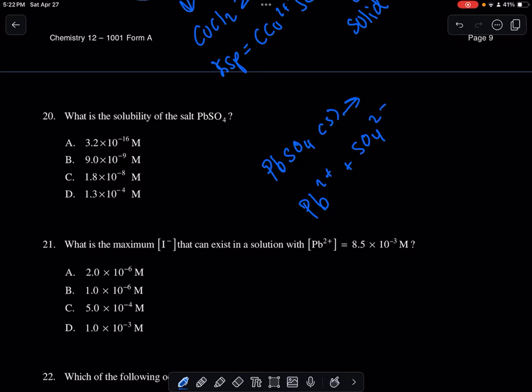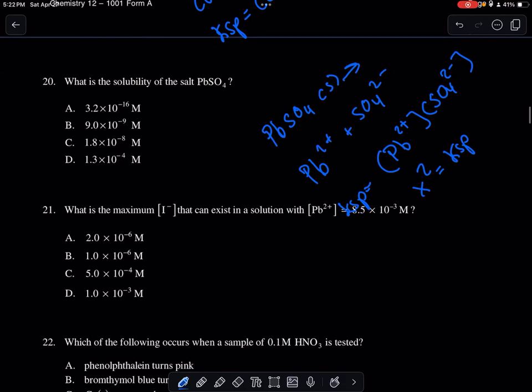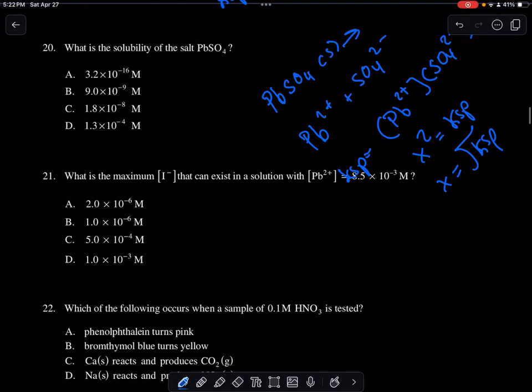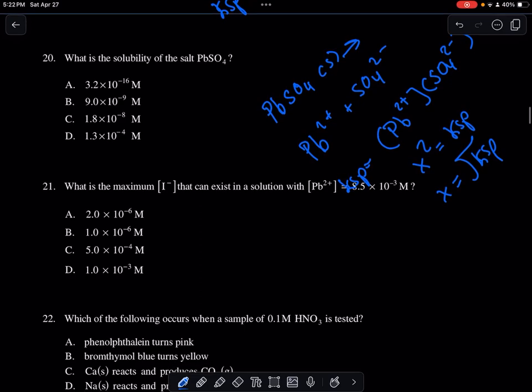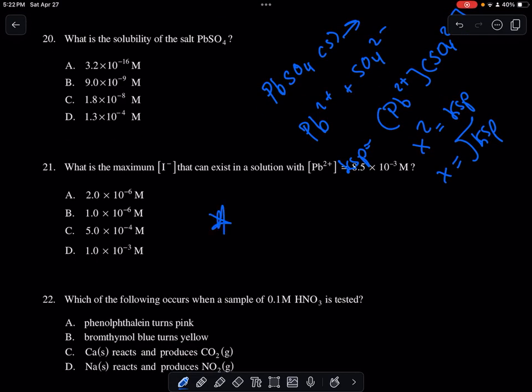And so the KSP expression, that's the KSP. And then x squared is equal to KSP. We get that from our ICE table. And so x is equal to the square root of KSP. What is the maximum concentration of I minus that can exist in the solution with Pb equals 8.5 times 10 to the minus 3 molar? So have a go at this one yourself.